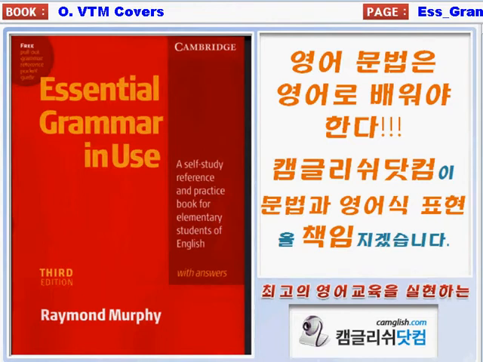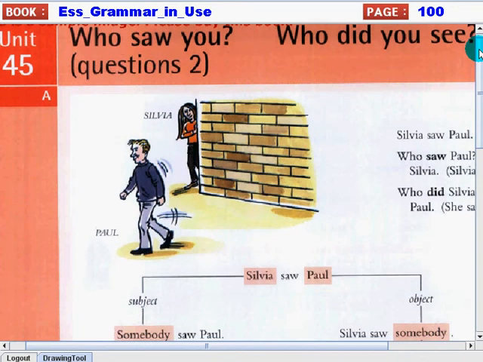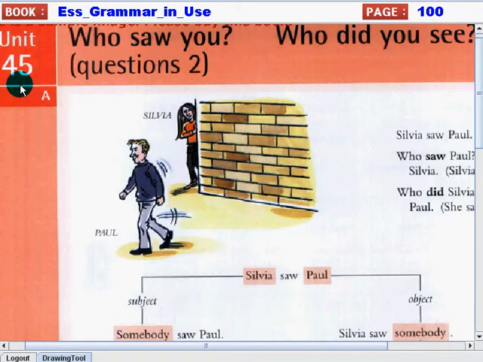I will be teaching you another lesson in the book Essential Grammar in Use 3rd edition by Raymond Murphy. Are you now ready to study with me and learn another topic in this unit? Well, that's great. So we're now going to discuss something in Unit 45 of this book. We will learn the difference between the questions who saw you and who did see you, or who did you see, okay?